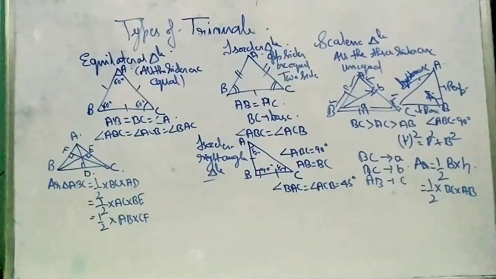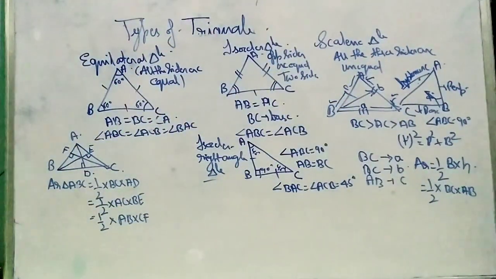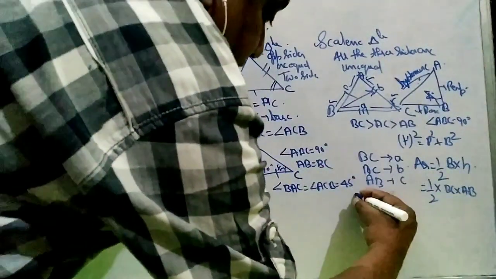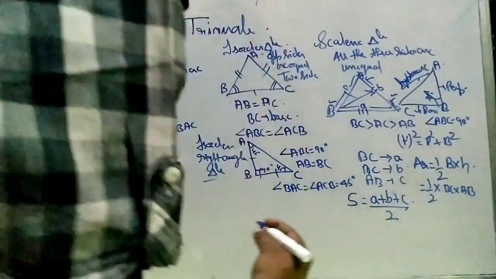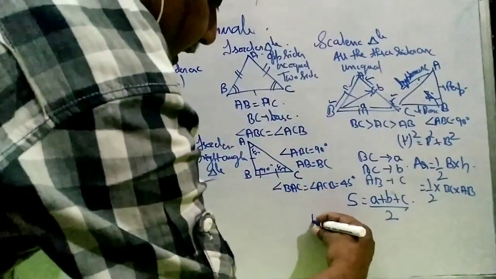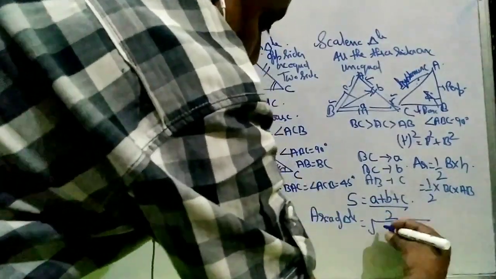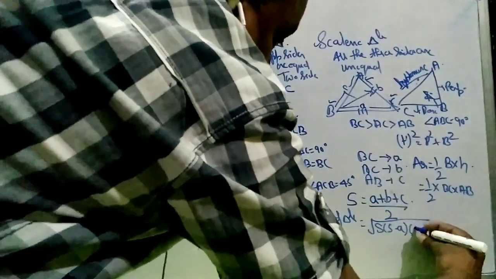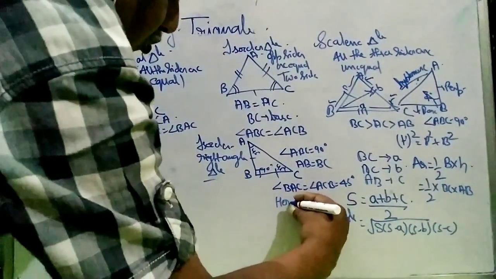Now if you have a triangle in which all the three sides are unequal and the height is not given, then what will you do? In that case, you have to use a formula for that. The semi perimeter is to be calculated. S is equal to a plus b plus c divided by 2, and the area of the triangle is equal to the square root of s into s minus a, s minus b and s minus c. This is also known as Heron's formula.